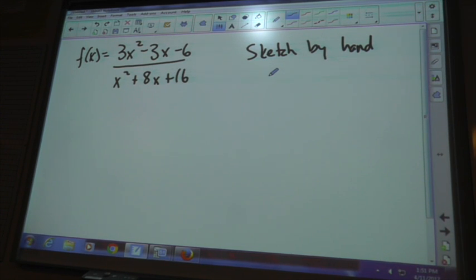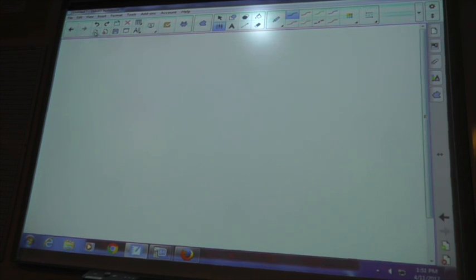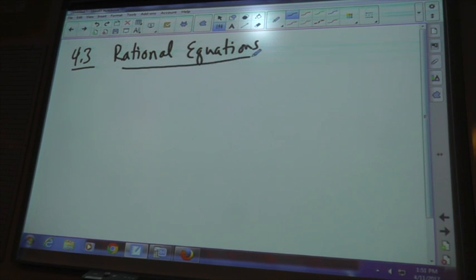Actually, I want to start. The sketching, you can do it. We already did it once, so let's move on. Let's try to get into the next chapter. So don't erase it all. Save it for your fun time tonight. Rational equations. Because chapter 4.4 is something different, so I want to at least keep it to this topic.